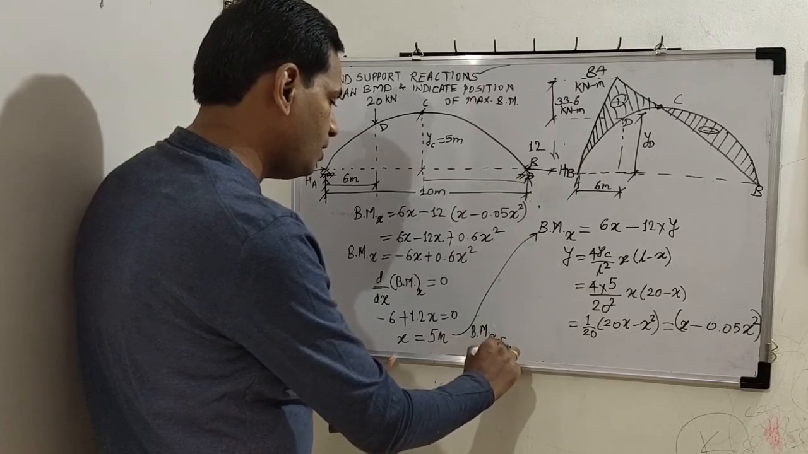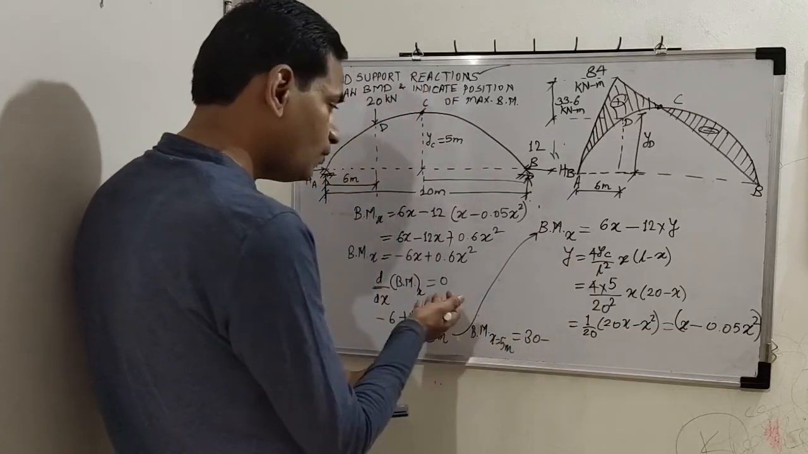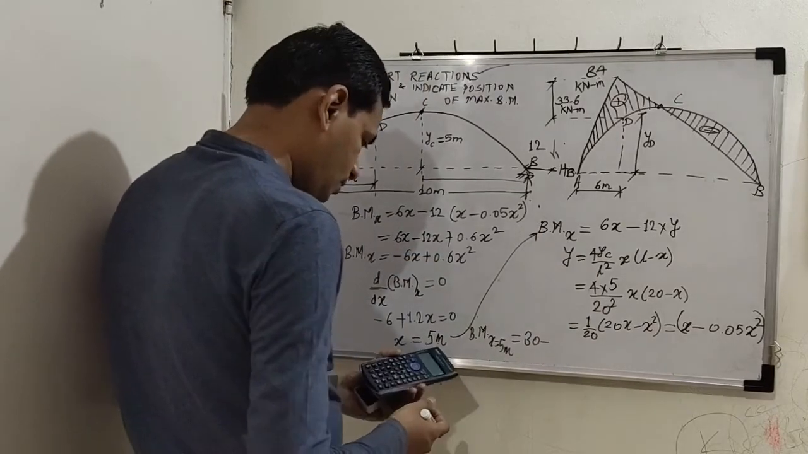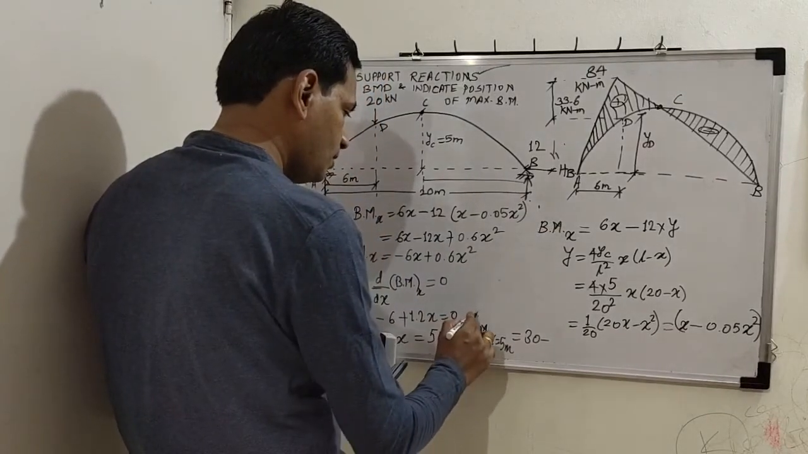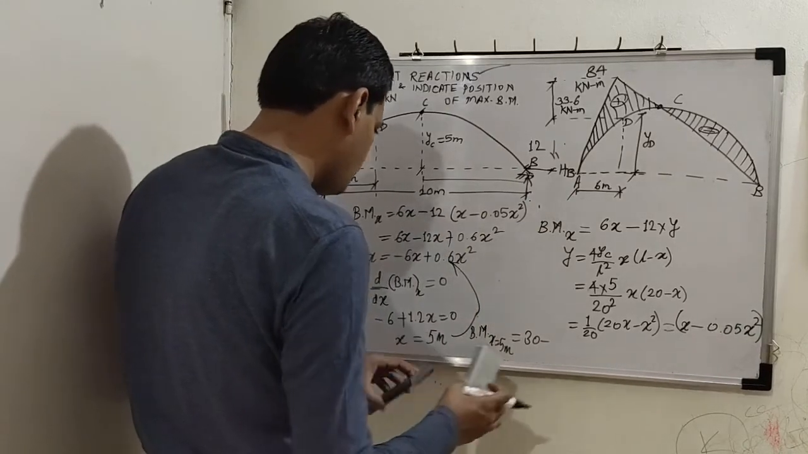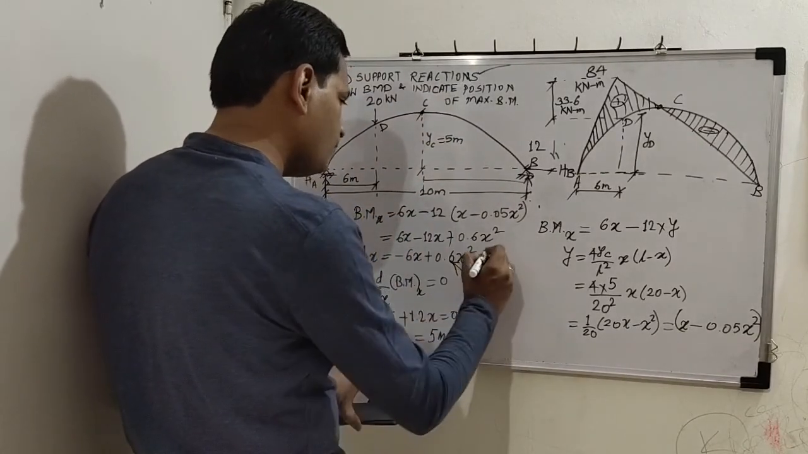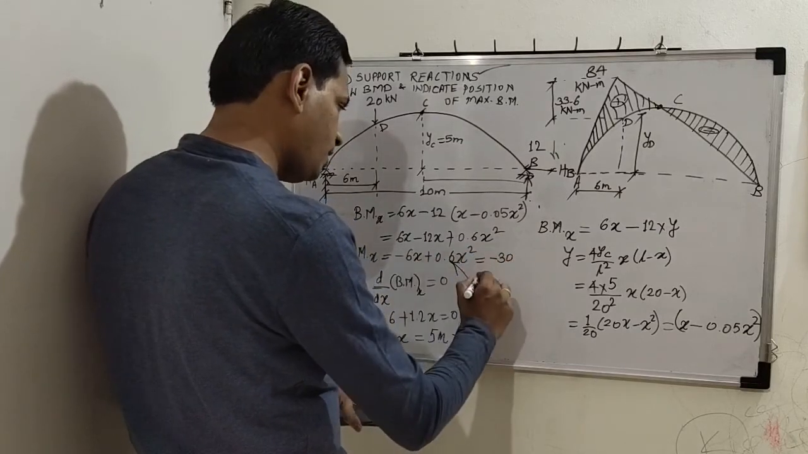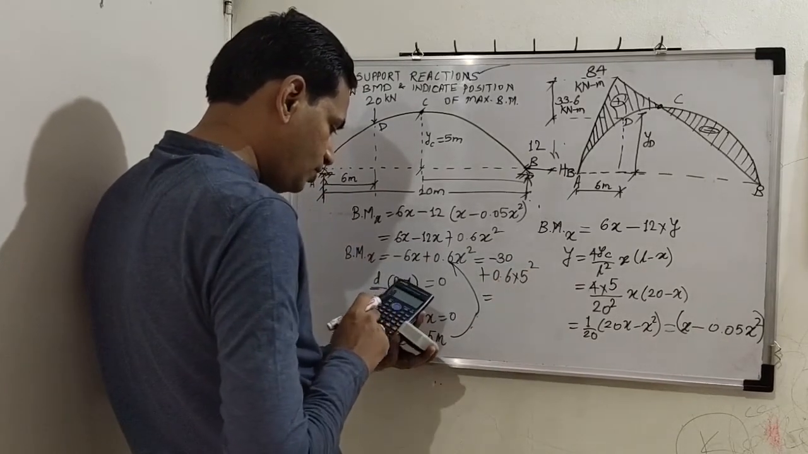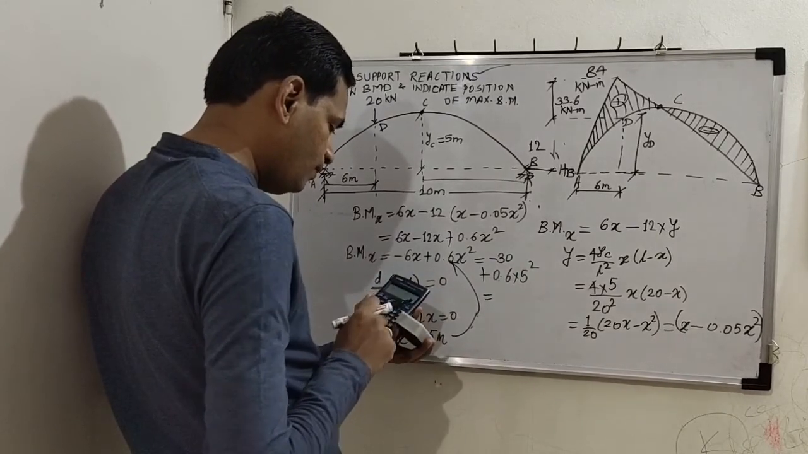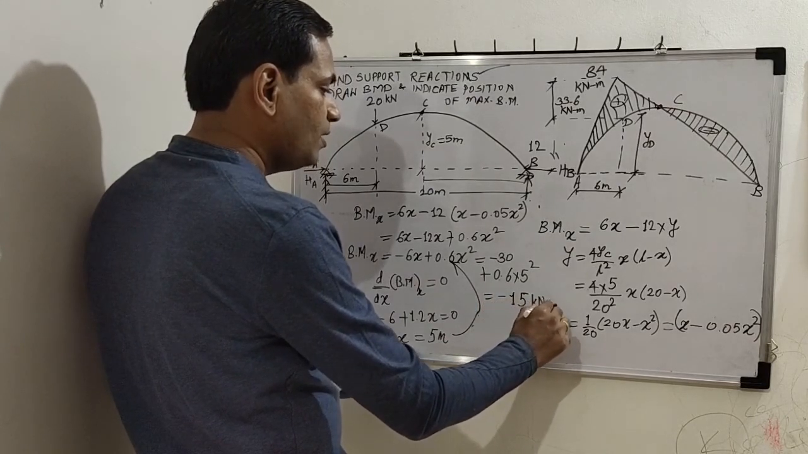x is equal to 5 meter. Okay, it is equal to 6 into 5, 30, minus, or rather we have to substitute here. Instead of this equation, we have to substitute this value here. It will be somewhat different. We will get now the maximum negative bending moment. So minus 6 into 5 is minus 30 and plus 0.6 into 5 square. Calculate. Minus 30 plus 0.6 into 5 square. How much? Minus 15. Answer is minus 15 kilonewton meter.